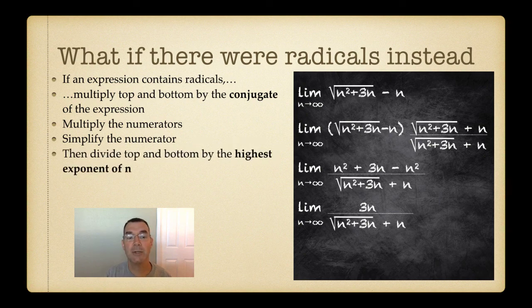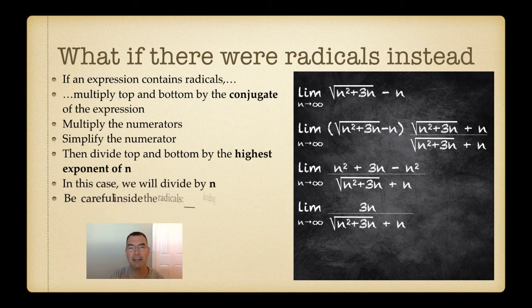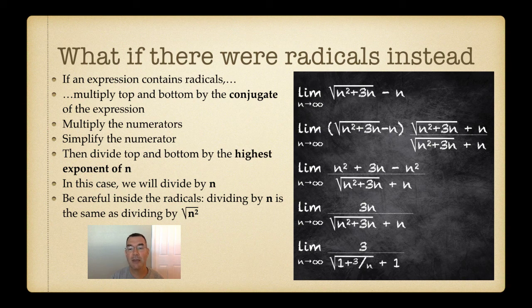So now I can divide top and bottom by the highest exponent of n, just like I did in the previous examples. But just remember that when you're inside of a square root, dividing by n is the same thing as dividing by the square root of n squared, okay? Because that's the same thing as n. So that 3n is going to become just 3. The root n squared divided by root n squared will just become root 1. And the root 3n divided by root n squared will be root 3 over n.